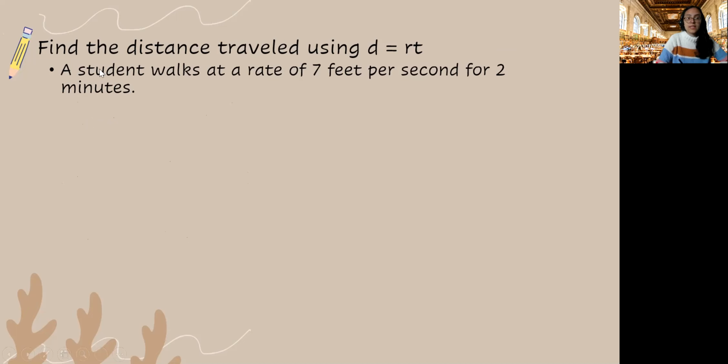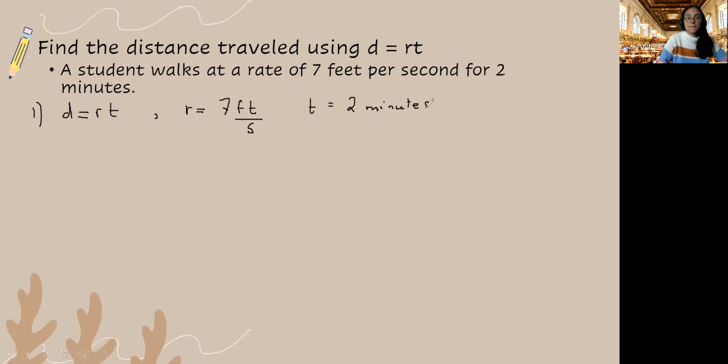So we are asked to find the distance as a student walks at a rate of 7 feet per second for 2 minutes. Now let's begin our first step, which is writing our distance formula. So d is equal to r times t. Now we're going to write what our rate is, given from the problem. We are told that it is 7 feet per second, and our time is 2 minutes.